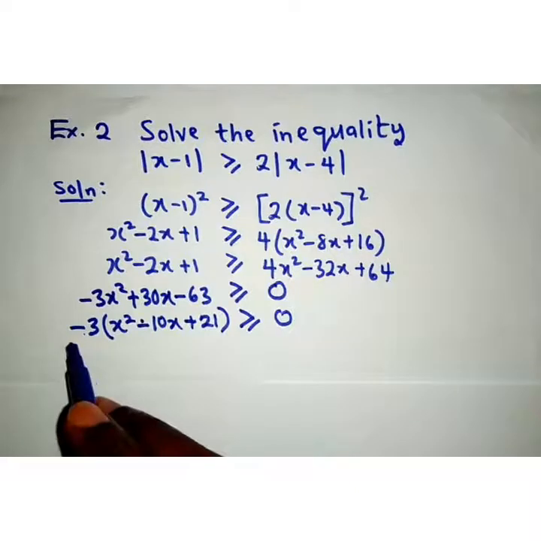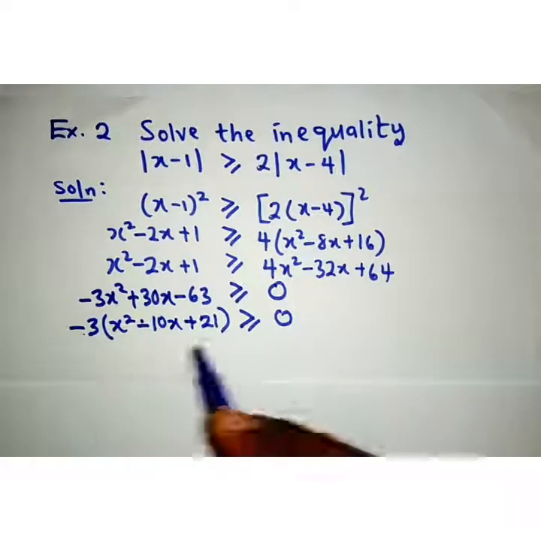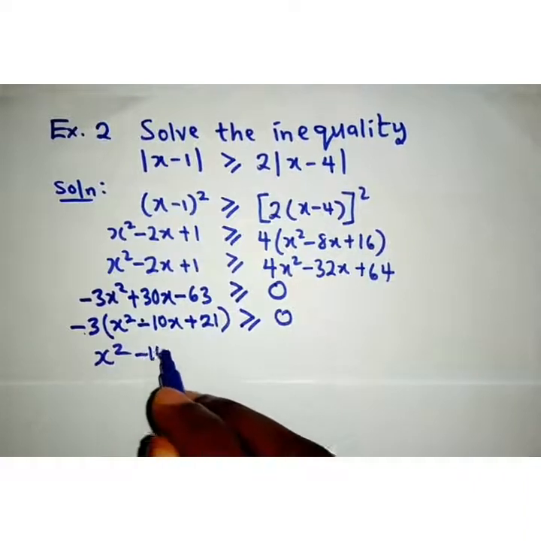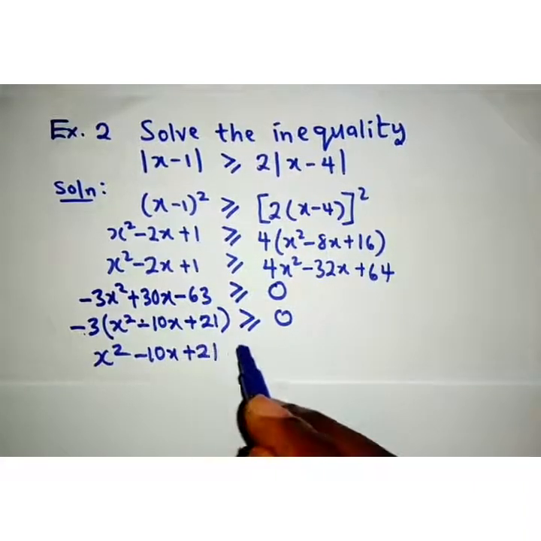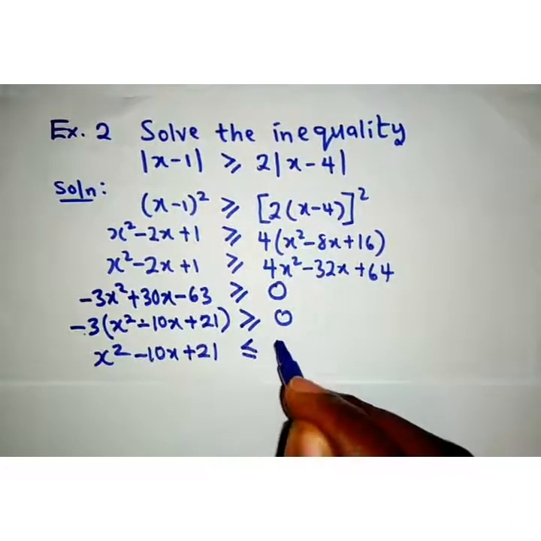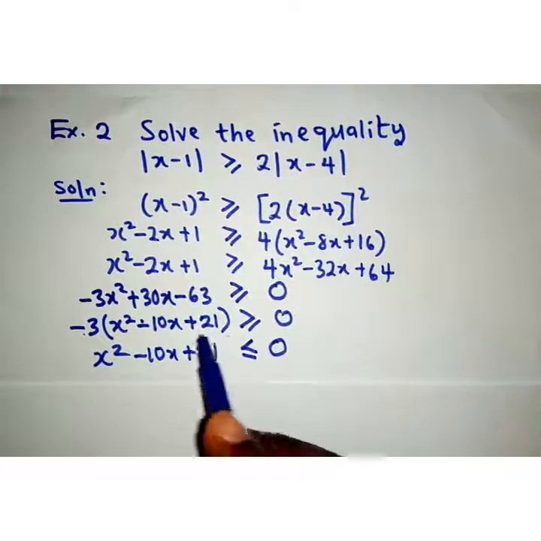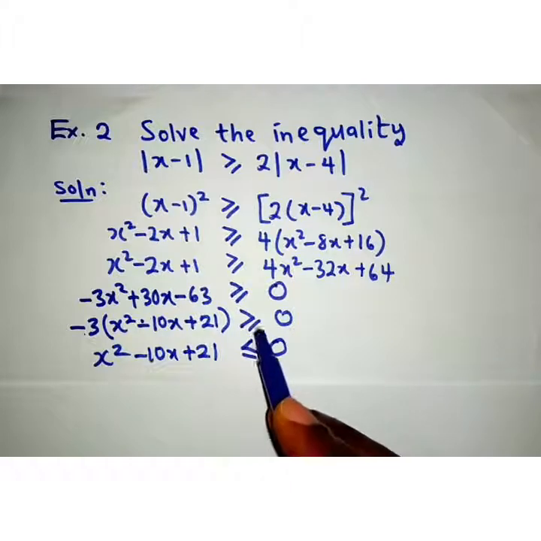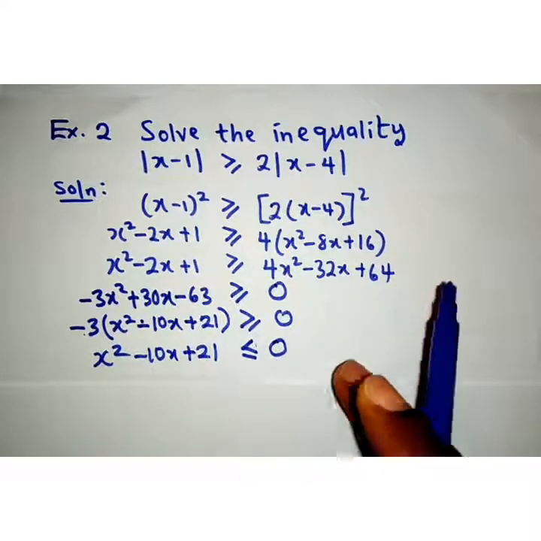So we can divide both sides of the inequality by minus 3, so that we have x squared minus 10x plus 21 less than or equal to 0. Recall that anytime we divide an inequality by a negative number, the sign of that inequality changes.